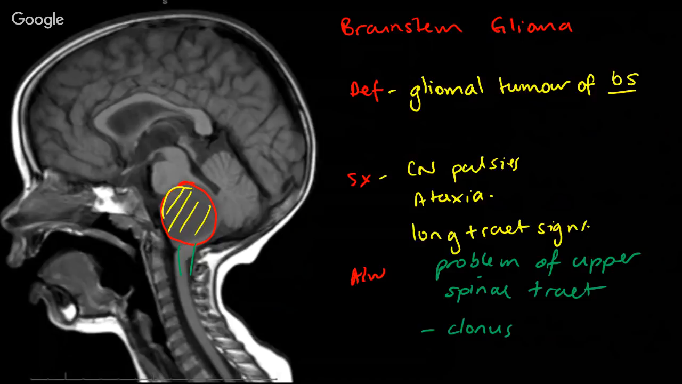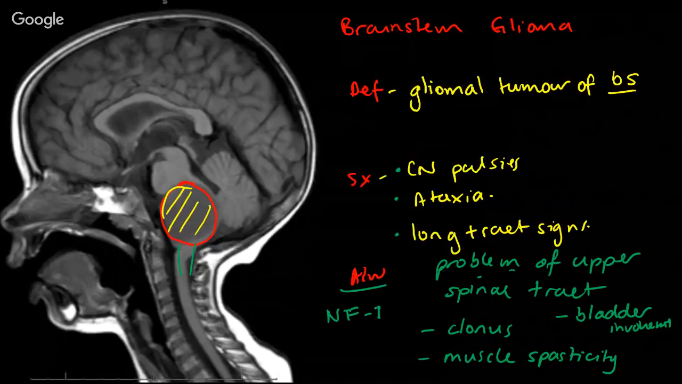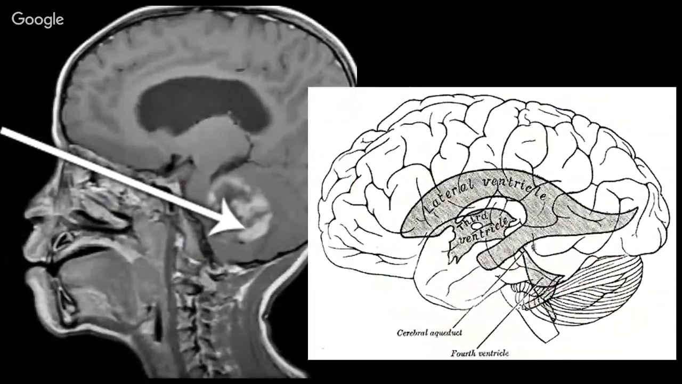So you can have clonus. Anything else? Muscle spasticity, you can have bladder involvement. Okay, so those are your long tract signs. Those are the symptoms that are very common to get with a brainstem glioma: a CN palsy, ataxia, and your long tract signs. And it's associated with neurofibromatosis type 1.